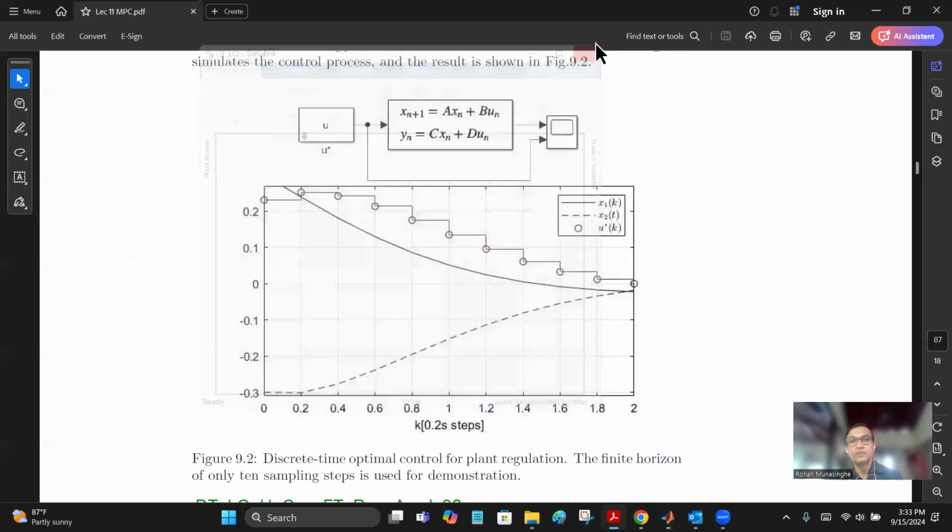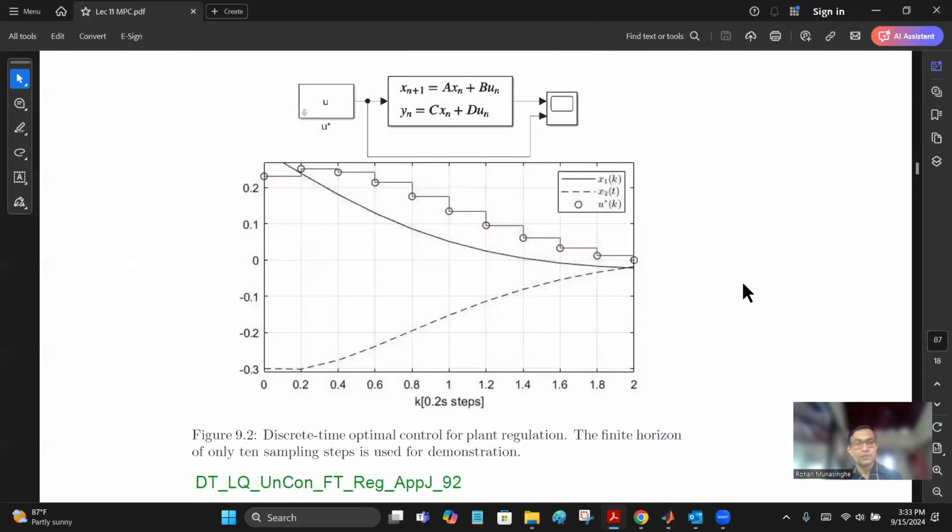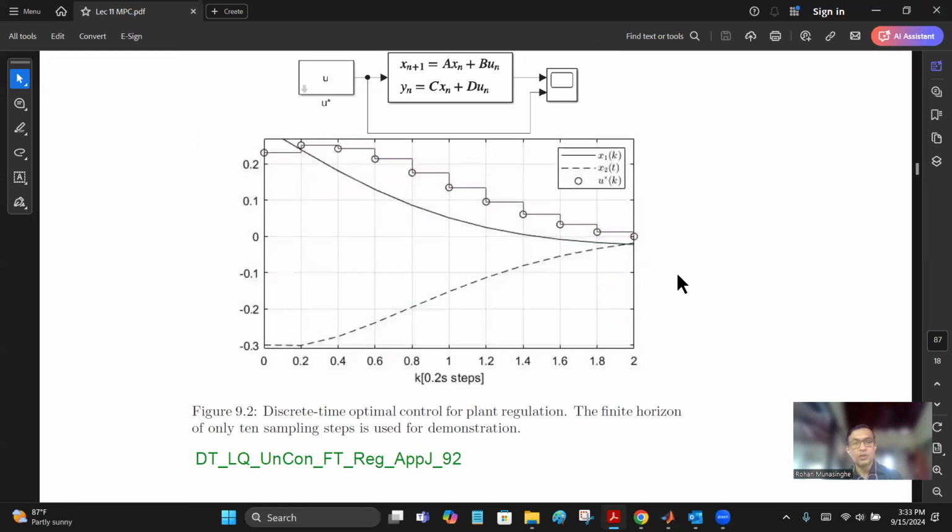Okay. Right. So this is the MATLAB code, .m file. When you get this one, you can run it, and certain things you can change, like for example, the initial condition. Let's see for yourself.